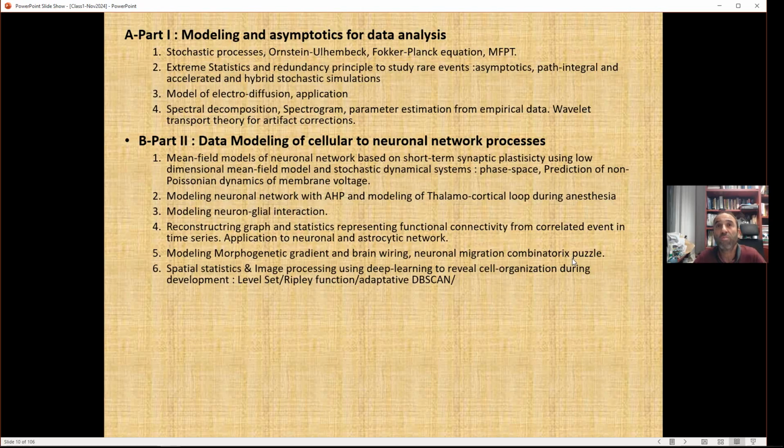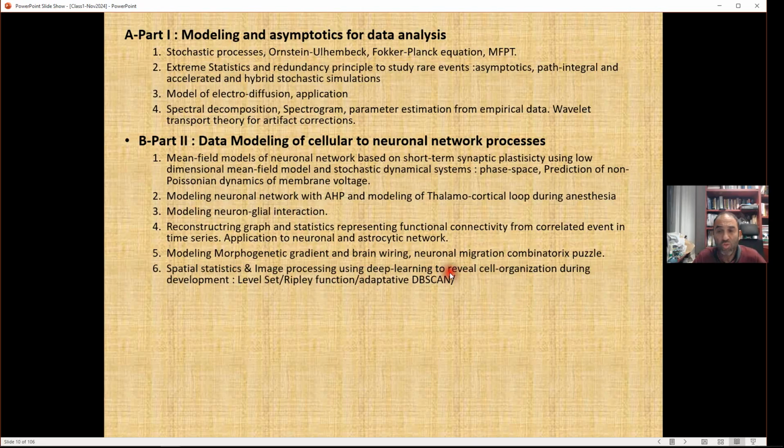So this is accomplished. We try to see how, through this computational approach, we can understand the role of the gradient, and what is the accuracy at which an axon or the tip of the axon will find its target. And finally, we'll discuss a bit of spatial statistics and image processing, and this is where we connect with deep learning.